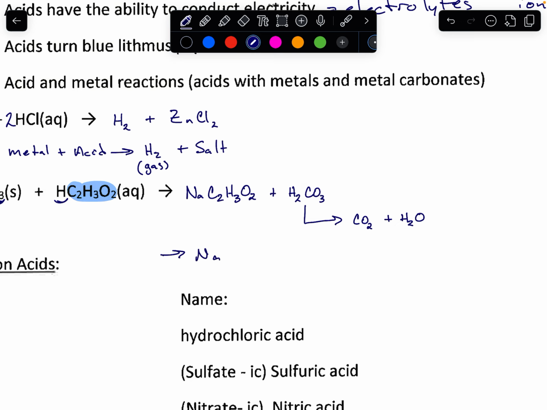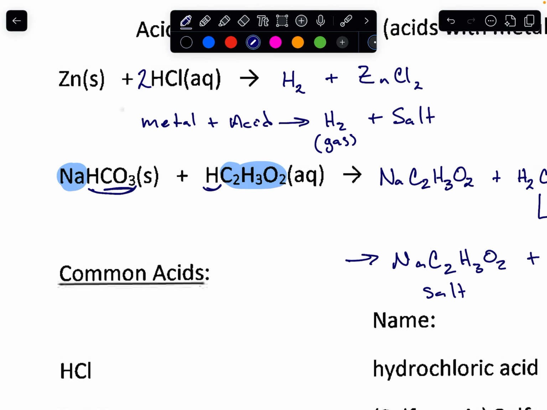So really, what we're making is the sodium acetate, a salt, and then we're going to have the carbon dioxide and water. So we don't have to do that step with the carbonic acid. We just go straight to saying it's going to make CO2 and H2O. Anytime we have a carbonate, like we have over here, and react it with an acid, we're always going to get some kind of a salt, some kind of ionic compound, plus carbon dioxide and water.